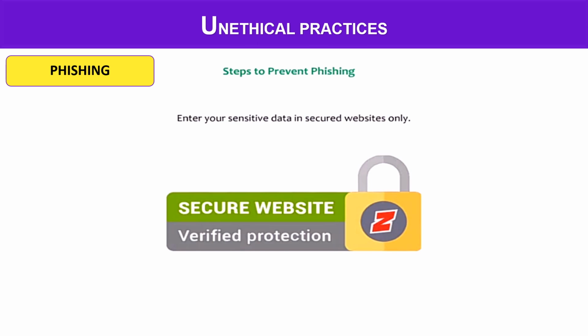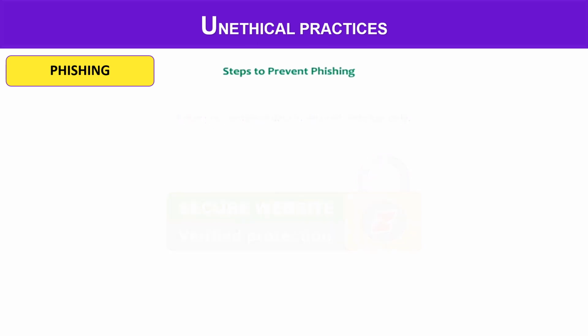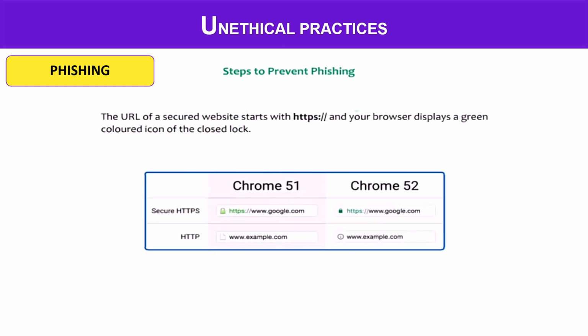Enter your sensitive data in secured websites only. The URL of a secured website starts with https:// and your browser displays a green colored icon of the closed lock. Let me tell you, URL is nothing more than an address that shows where a particular web page or file can be found on the www or World Wide Web, or simply Internet.